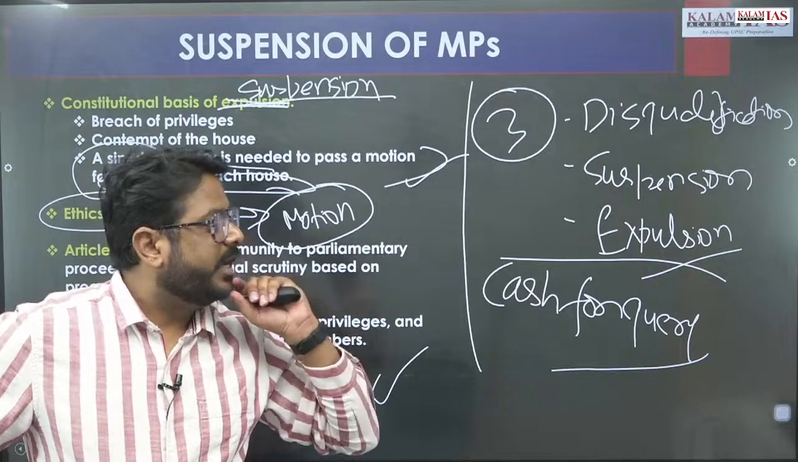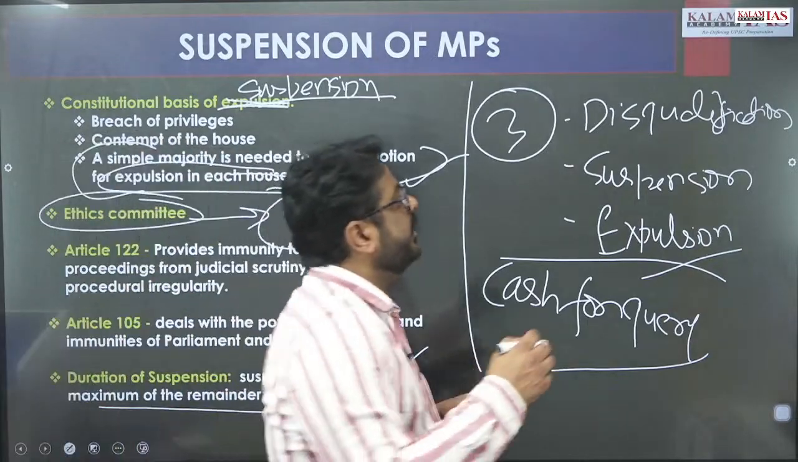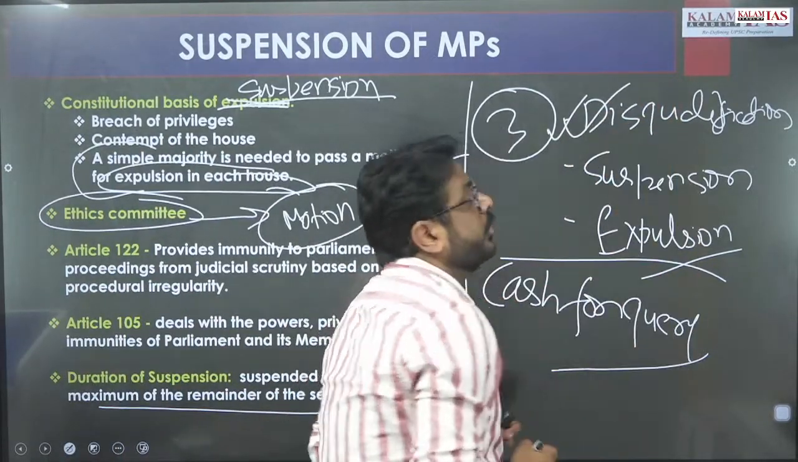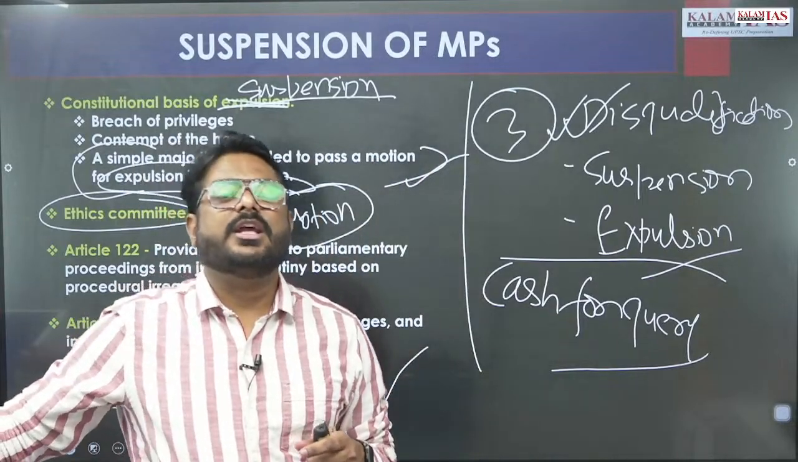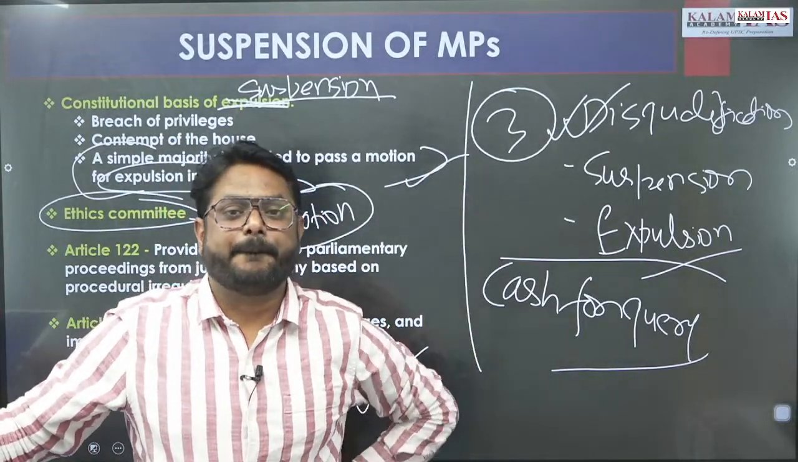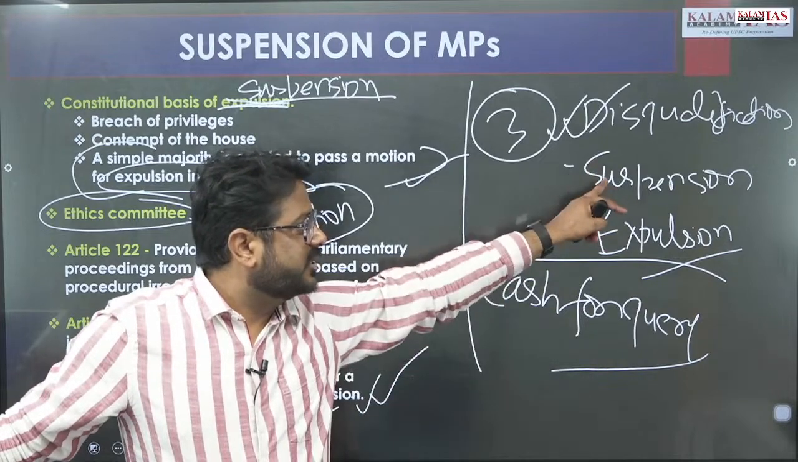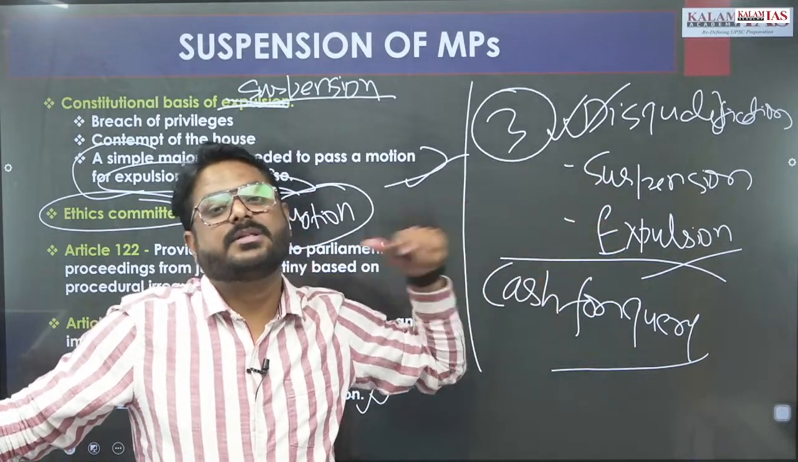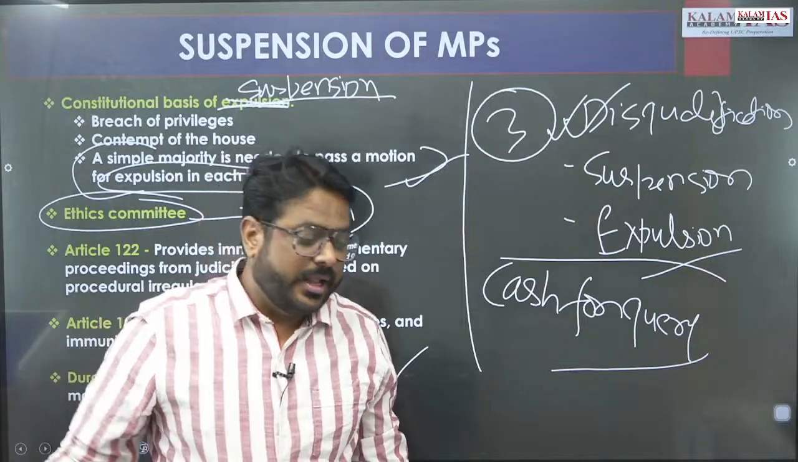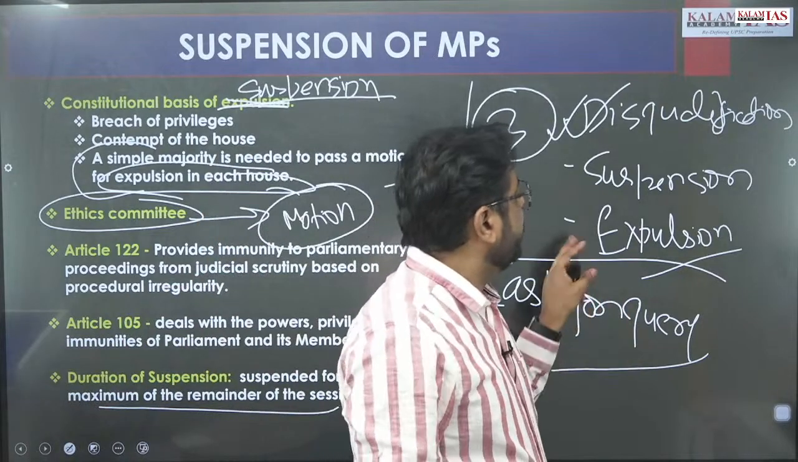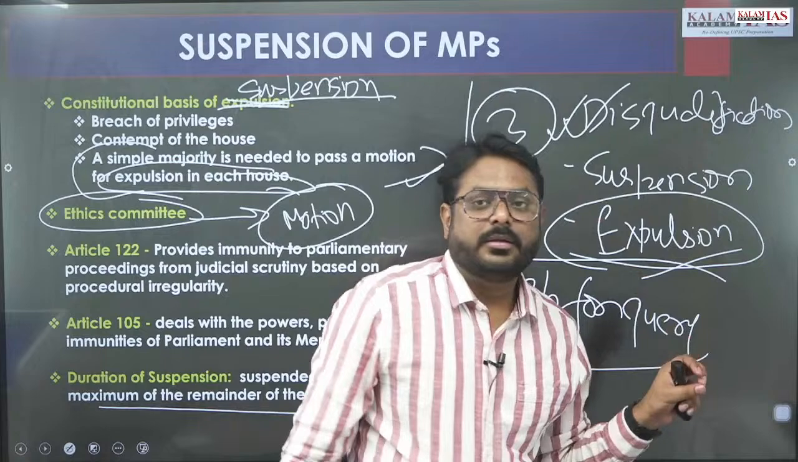और क्या डिफरेंस होता है इन तीनों में? डिफरेंस ये है कि डिस्क्वालिफिकेशन, एक बार जो पर्सन डिस्क्वालीफाई हो गया, दे कैन नॉट कंटेस्ट द इलेक्शन, बट इन केस ऑफ सस्पेंशन एंड एक्सपल्सन द पर्सन कैन कंटेस्ट द इलेक्शन. इसीलिए आप देखोगे कि Mahua Moitra has been expelled.